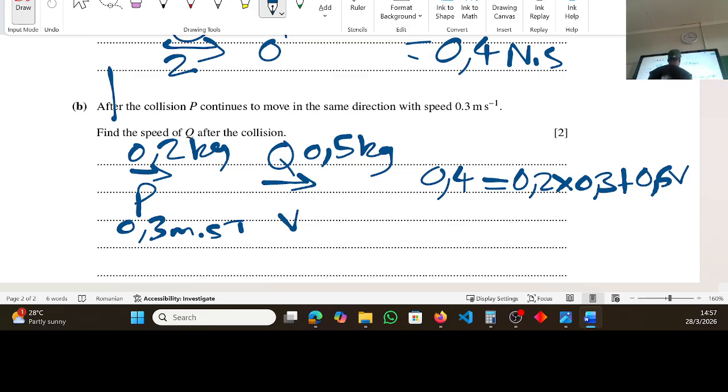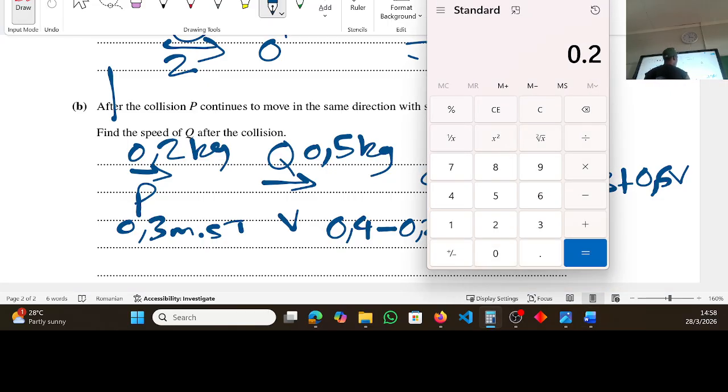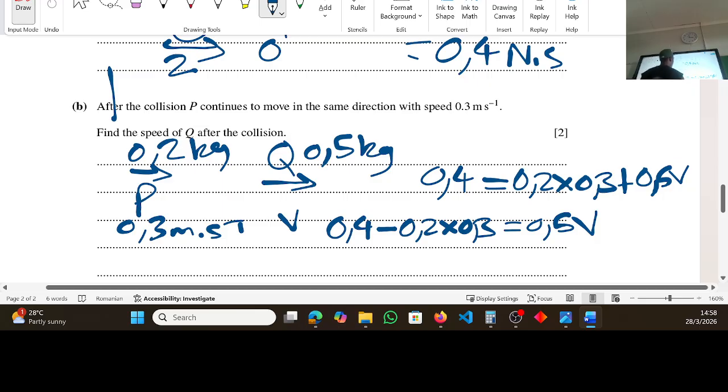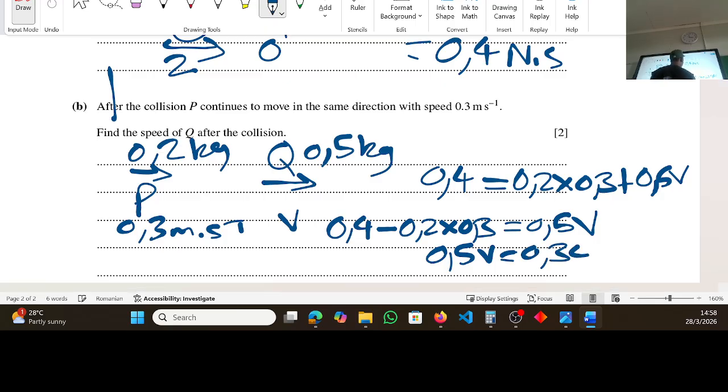So when we transpose, it's going to be 0.4 minus 0.2 times 0.3 equal to 0.5V. So let's try and use our calculators. 0.2 multiplied by 0.3 gives us 0.06, and 0.4 minus 0.06 gives us 0.34. So here we know 0.5V is equal to 0.34.